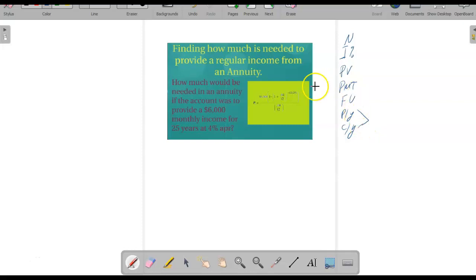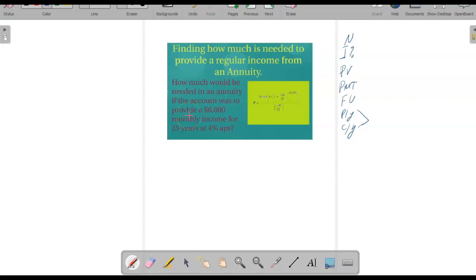So what is our n? How many payments are we going to make? Well, how much would be needed in an annuity if the account was to provide a $6,000 monthly income for 25 years at 4% APR. So this is how much would be needed in an annuity. So we want to know this big lump sum at the beginning, because we're going to be taking money out month after month. So what is that going to take?